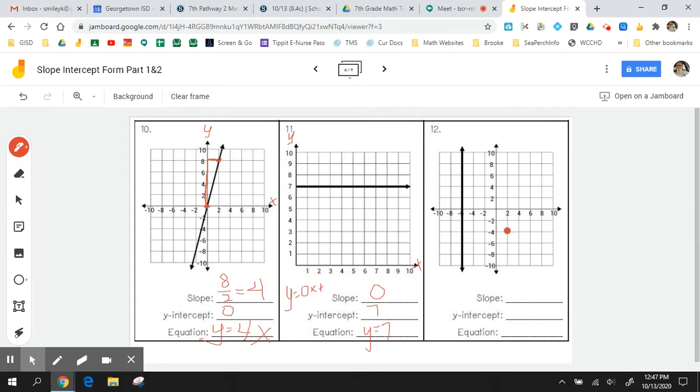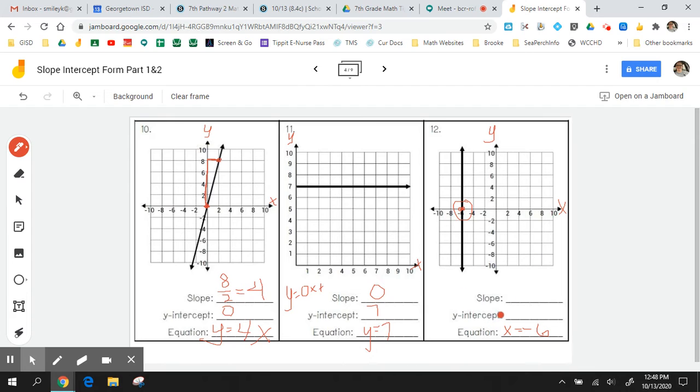Now, with a vertical line, we said that our equation was going to be x equals, and we're going to look at where that falls on our x-axis. Remember, this is our x-axis. So we're looking at this point right here, and it's at -6. Now, if you notice, I didn't look at slope and I didn't look at y-intercept. There is no y-intercept, so we're really not going to put anything there.